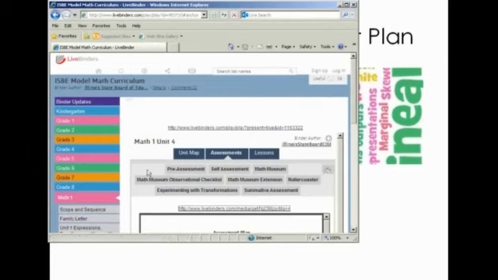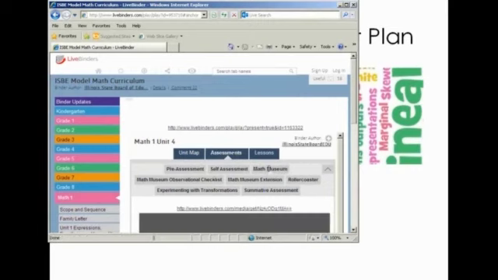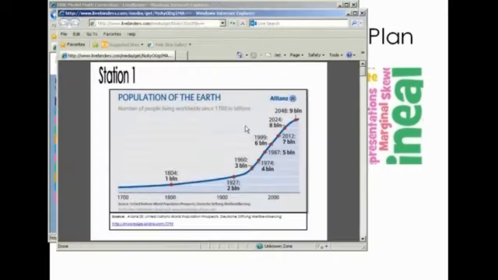This actual task informative assessment will be under the assessment tab, and we will click Math Museum as that is its title. And what you should have on your handout and what I have on the screen is the Math Museum. It opens with 8 stations containing real-life data represented in charts and graphs.